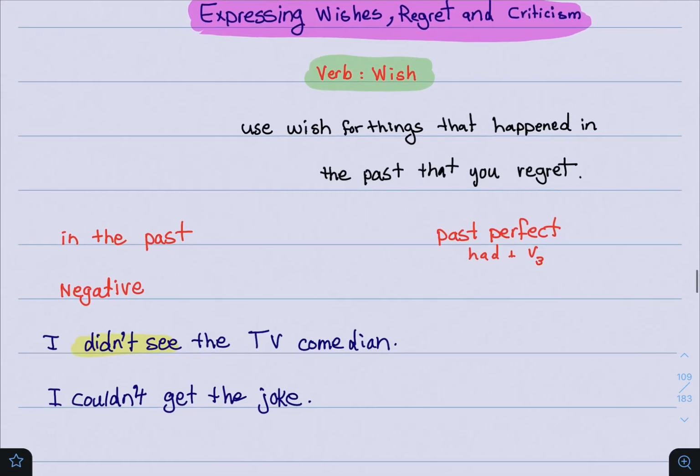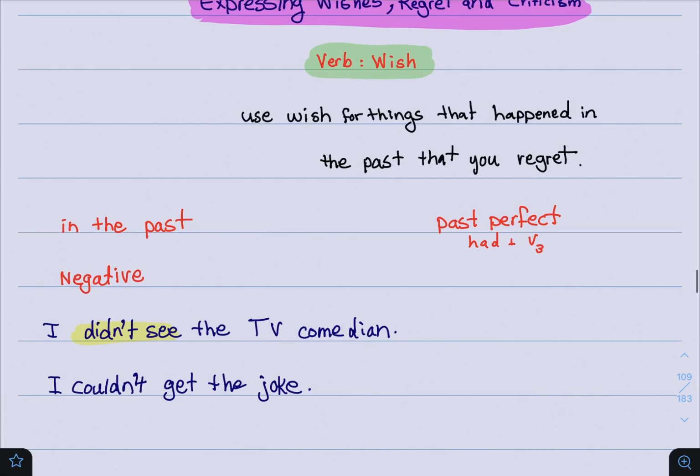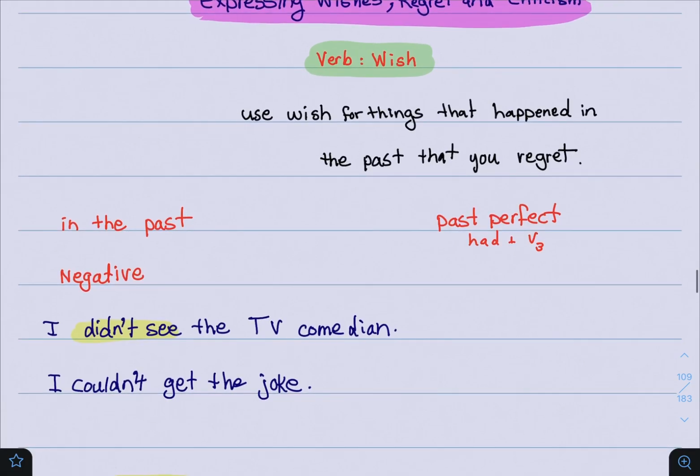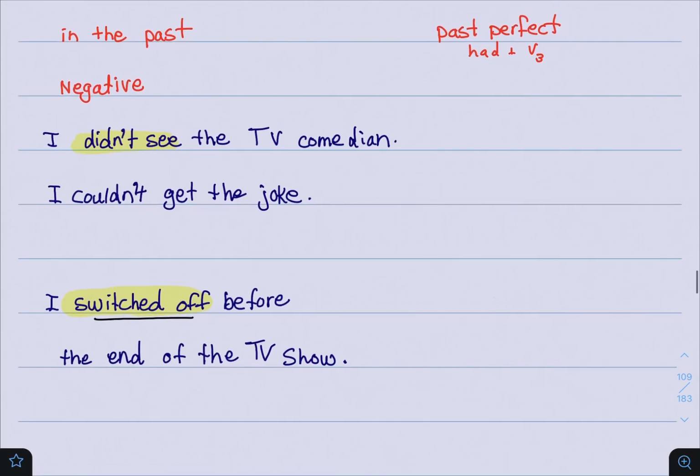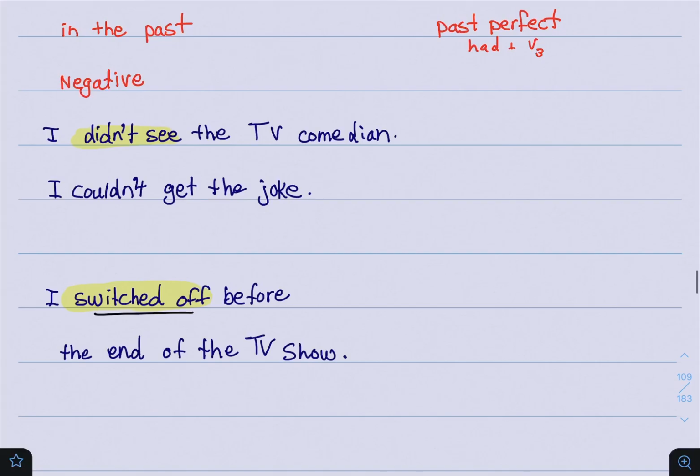So let's take a look here at the first thing, which is the verb wish. الفعل wish اللي هو معناه يتمنى. We use wish for things that happened in the past that you regret. للأشياء اللي حصلت في الماضي that you now regret. الآن تندم عليها. Okay, so here we have a couple of statements to look at.